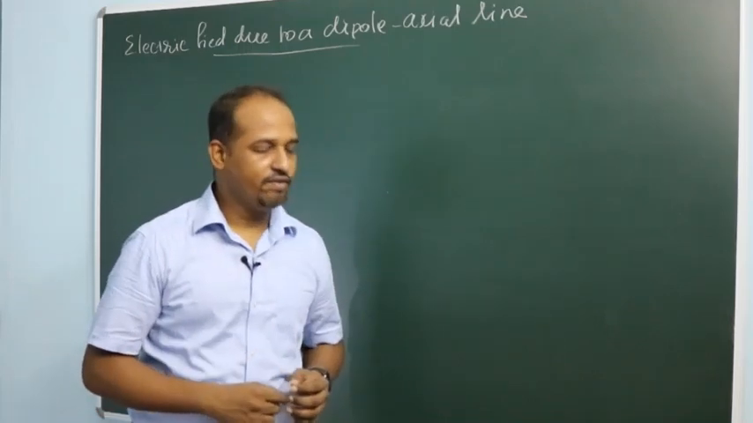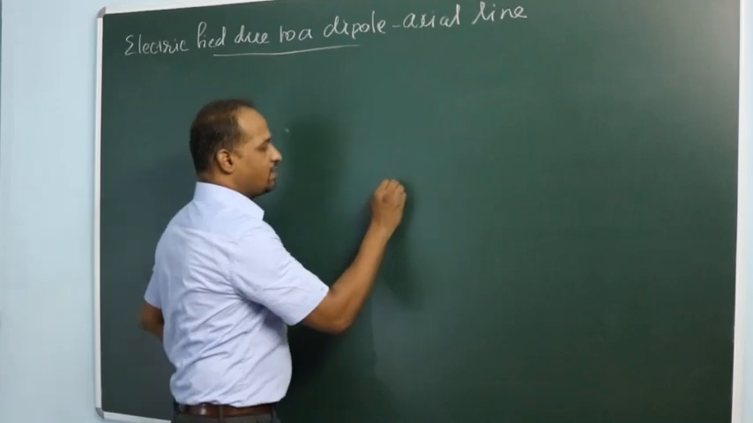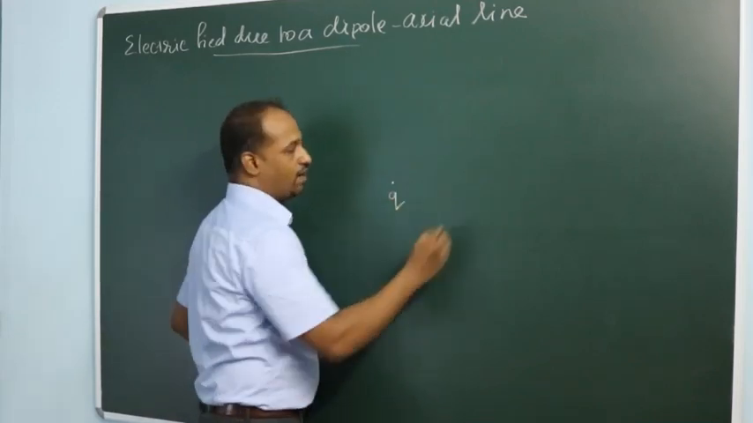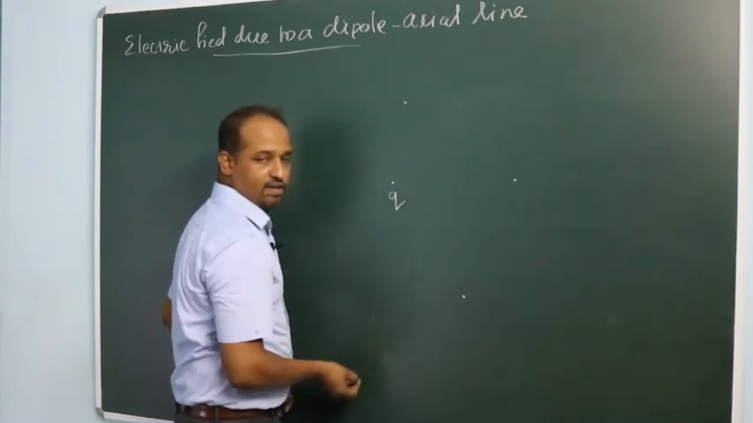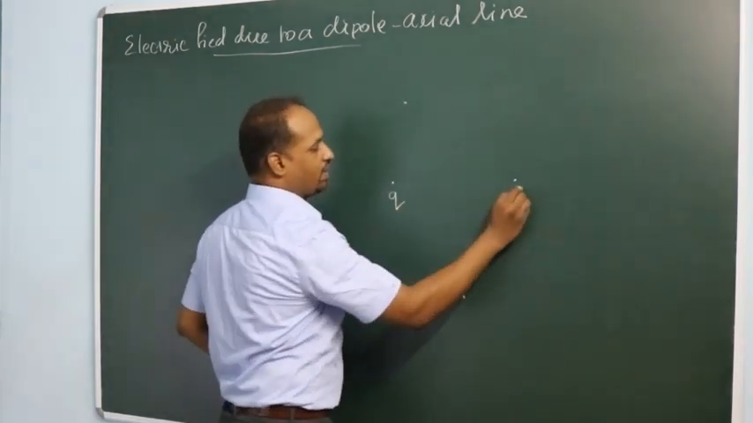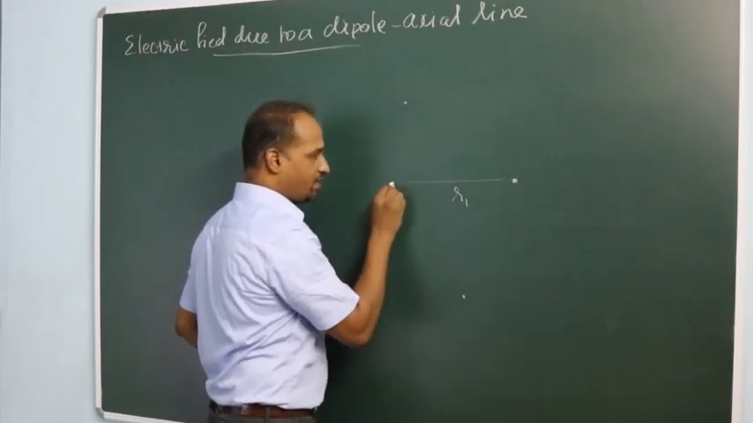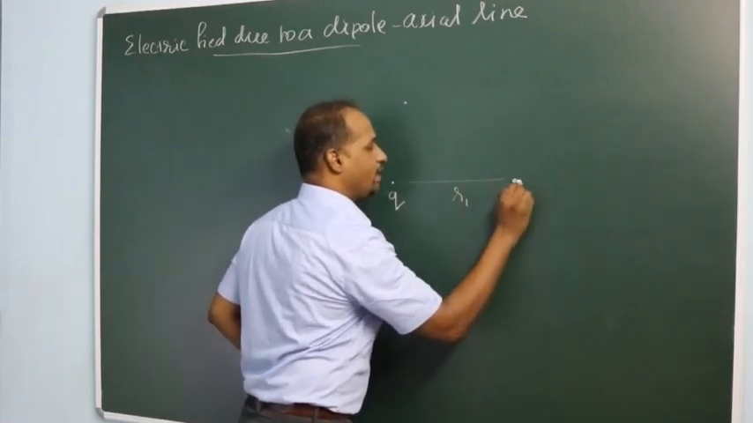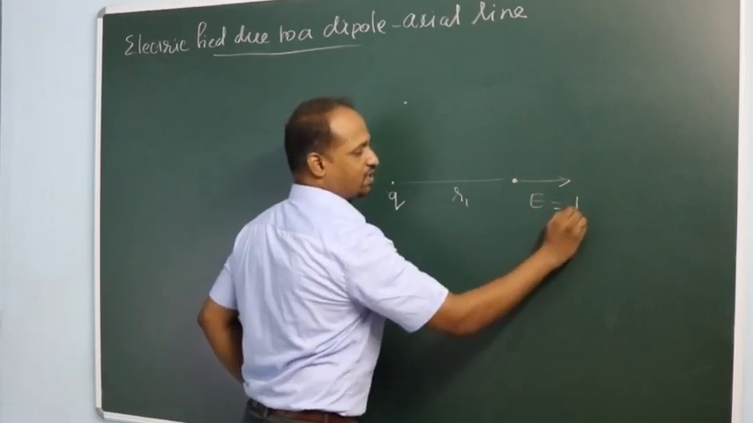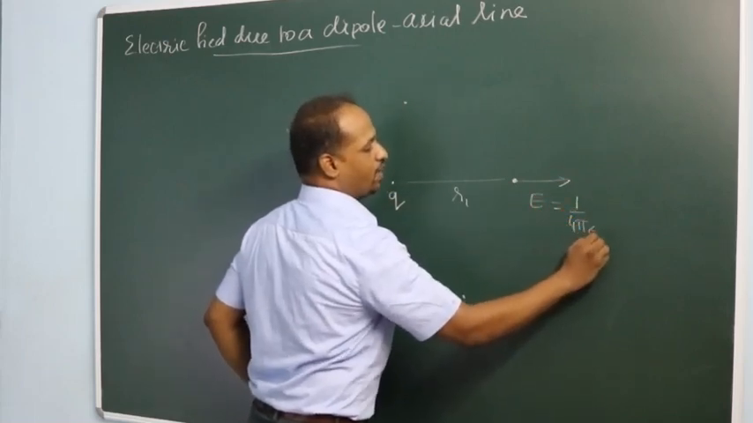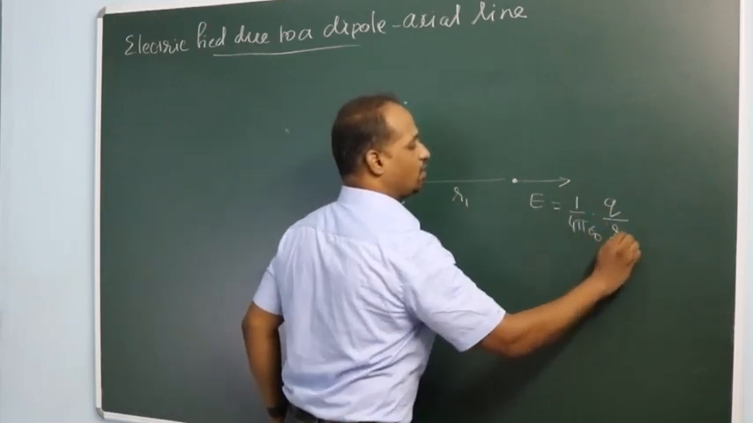We have already derived the electric field due to a point charge. That means if there is a charge q over here, you can easily find the electric field at this point, or at this point, or at this point. Suppose point 1 is at a distance r1. If it is a point charge, the electric field will be along the line joining and away. Its expression is 1 by 4 pi epsilon naught, this charge q, and the distance r1 square.